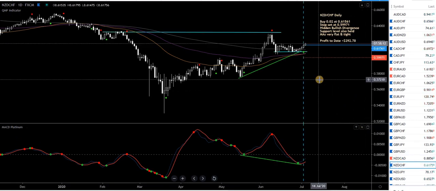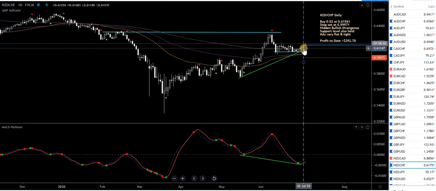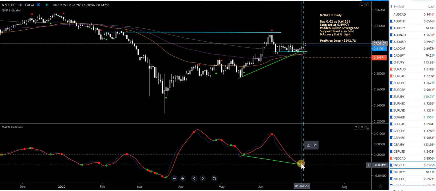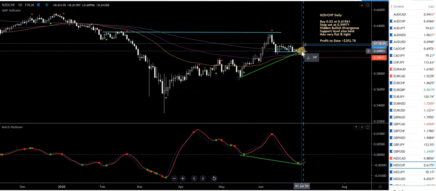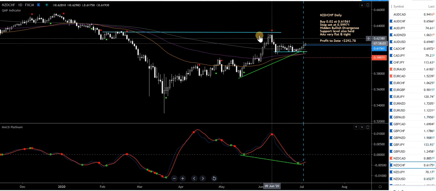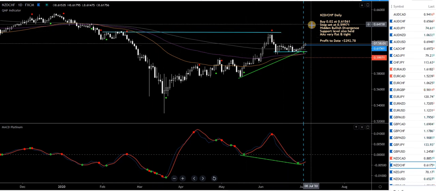New Zealand, Swiss franc. Took a buy in here this morning. MACD below the 0 level. Hidden bullish divergence. This little support level. Got to break up through this, but it's got a fair way to go yet. So that's looking all right.